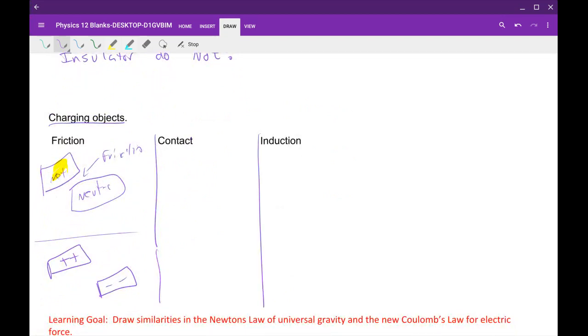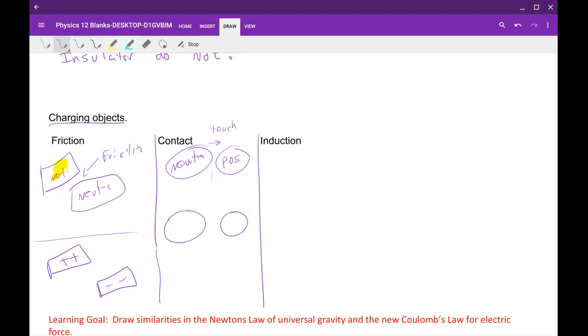Okay, you can charge things by contact. So let's say I again have some neutral object, and then I've got some positively charged object. They go ahead and touch each other. So I basically take this neutral object and push it over so that they touch. Then I go ahead and remove them from each other.